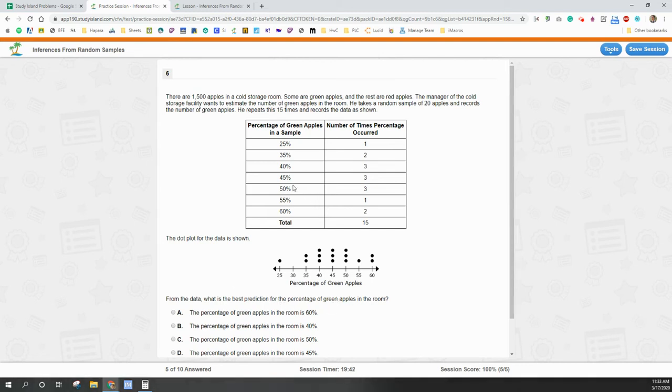So if I have to guess which percentage is the most likely percent of green apples in that room, what's it going to be? Well, clearly, these ones were the more popular. 3 was the highest number, and it happened on these 3 groups. So these are more likely than the 25%, the 30%, the 55%, and 60%. These 3 numbers were the most likely percentages. And if you have to pick one of them, it stands to reason the most likely one would be 45% in the middle, because this is 40% just below, this is 50% just above. So 45% is probably the best guess there. And that's what this one says down here. The percentage of green apples in the room is 45%.